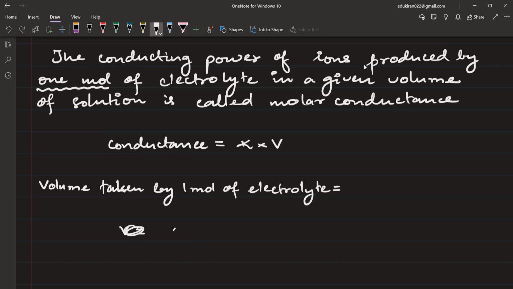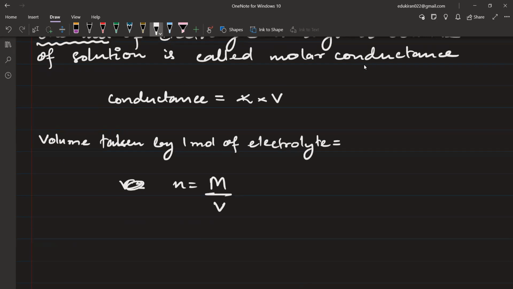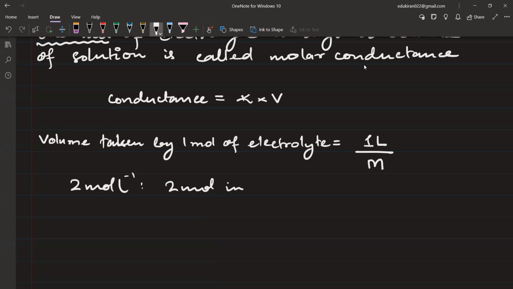Number of moles is equal to the molarity upon volume. Correct? Now, if I want to calculate the volume, it will be number of moles upon molarity. So similarly, we have here volume taken by 1 mole of electrolyte. It will be equal to your volume, 1 liter, divided by the molarity.